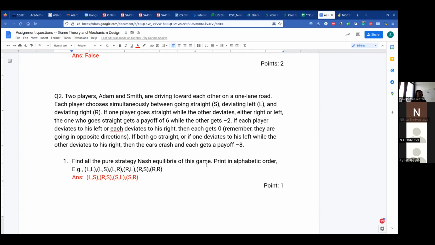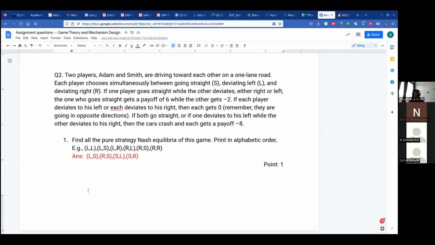So, first of all, how many strategies does each of these players have? I'm asking you, how did you approach the problem? Where did you get started? Sir, I have done the first question, but I couldn't understand the second one. So for the first one, how did you solve that? You wrote down the game matrix, right? Yes, sir, I have done the matrix.